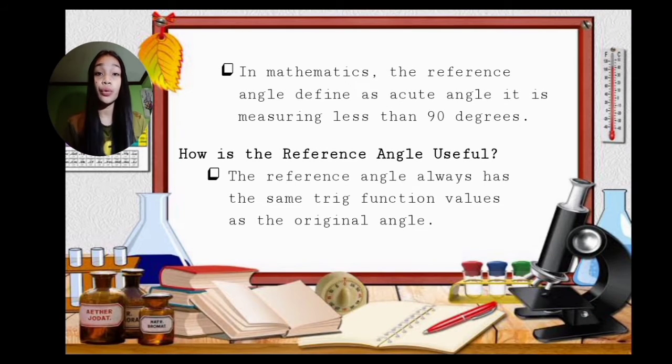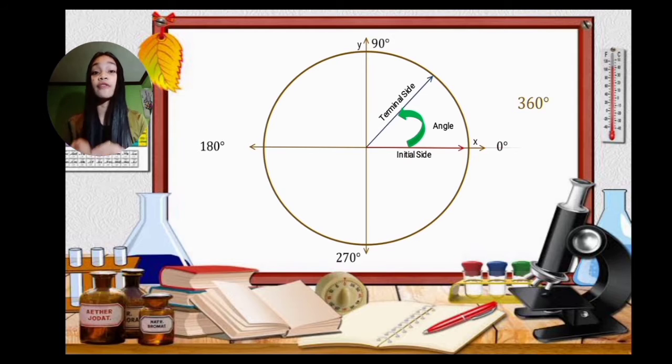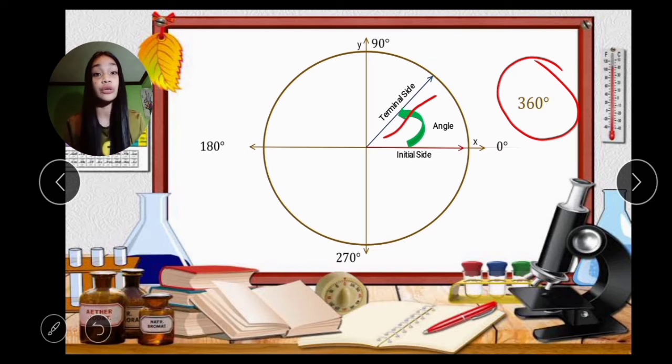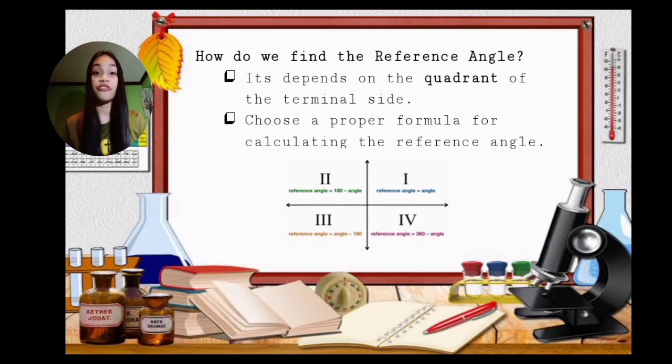Now, let me show you our Cartesian plane. The whole Cartesian plane is equivalent to 360 degrees. The blue line here is our terminal side, which is our rotating ray. And this red line is our initial side, which is our x-axis. And this green arrow is what we call our angle. Always remember that our reference angle is between our terminal side and our initial side, which is the x-axis.